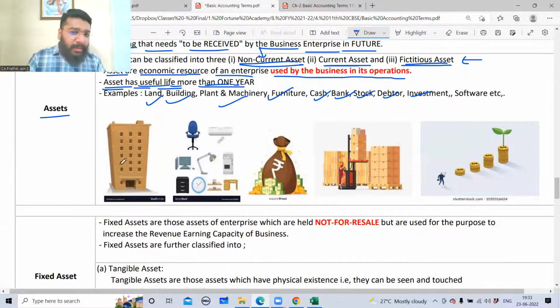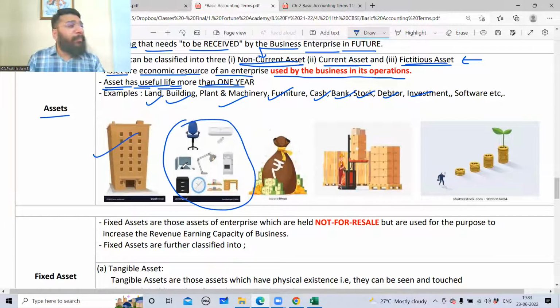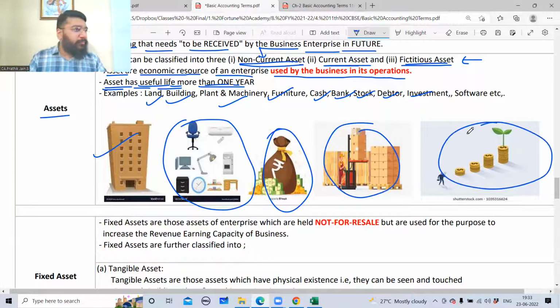If you can see, this is the building. These are all the office equipments. Cash in hand, cash at bank. This is stock. This is investment. Now, land, building, I own it. Plant, machinery, I own it. Furniture, I own it. Cash, I own it because I have it in my hand.